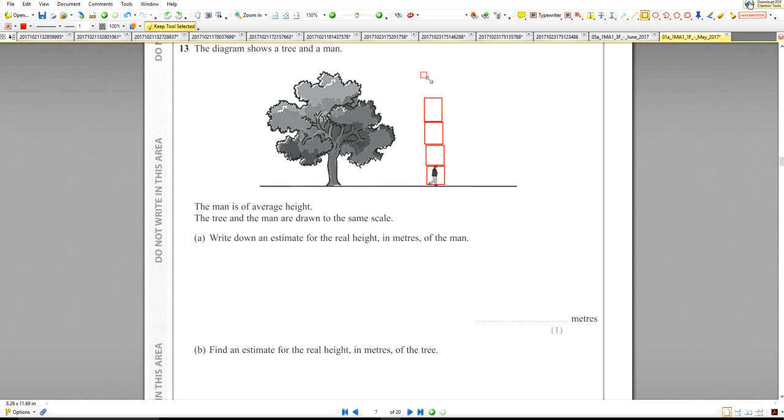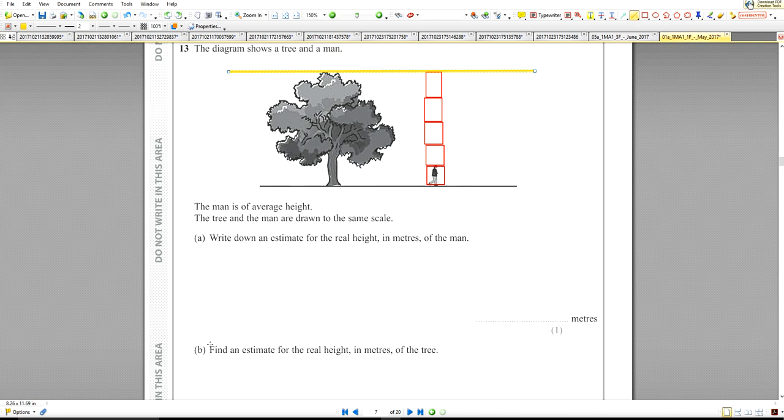4. And 5. That's roughly the same height as the tree. Roughly, yeah. So if I bring that down, that's nearly as good as you'll get. So the tree, with respect to the man, is 5 times taller than the man.